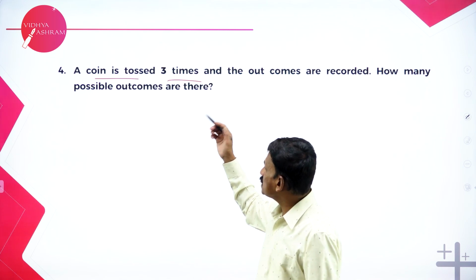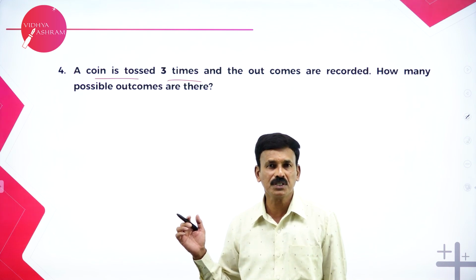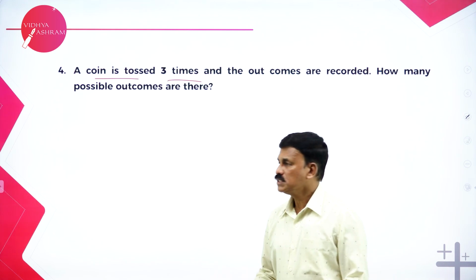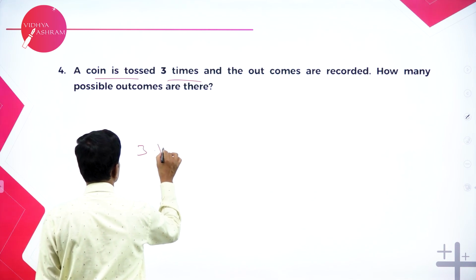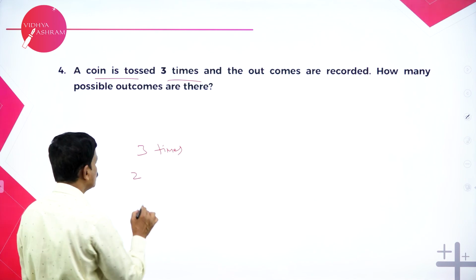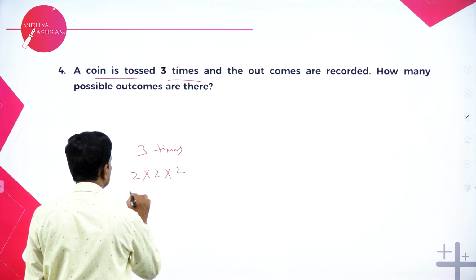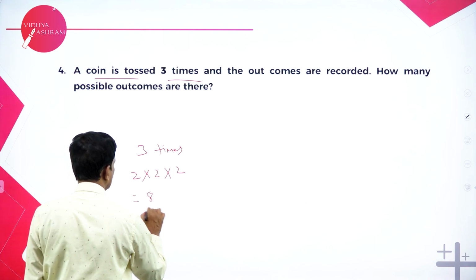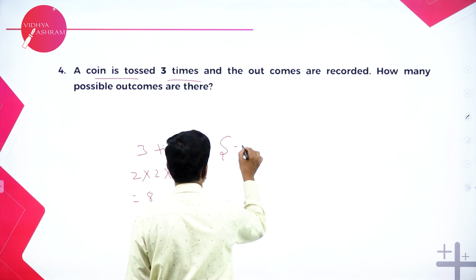If a coin is tossed 3 times, let us record the outcomes we are going to get. The first time you get head or tail, 2 events; second time 2 events; third time 2 events. So totally 2 into 2 into 2, that is 8 events, we are going to get. These events are called the sample space.